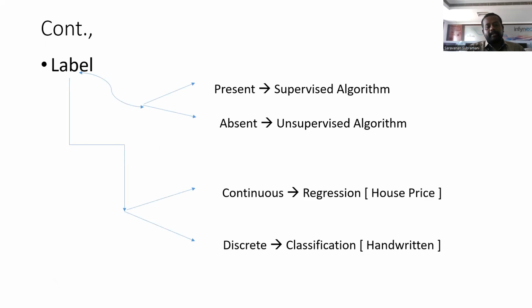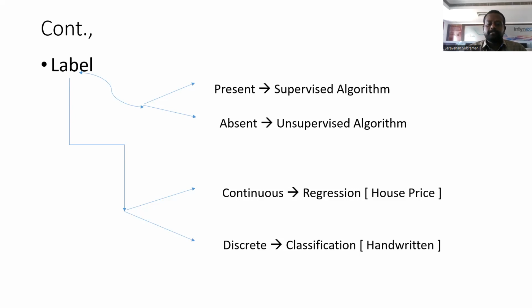The labels may be present or absent. When we have present labels, we have to use supervised learning algorithms for solving some of the problems or doing some of the activities. Suppose the labels are not available or not present; in that situation we have to use unsupervised learning algorithms. And the labels may also be continuous labels or discrete labels.